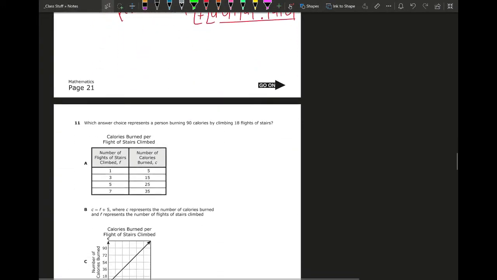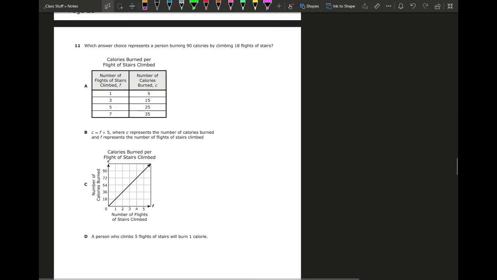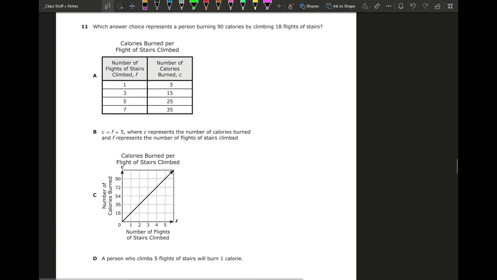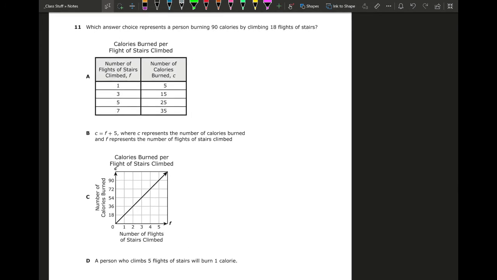Next one, number 11. Which answer choice represents a person burning 90 calories by climbing 18 flights of stairs? So this is like a unit rate thing that we have to do. Or k equals y over x. Something like that. We have to find a unit rate. So we have to find something that is equivalent to 90 over 18.